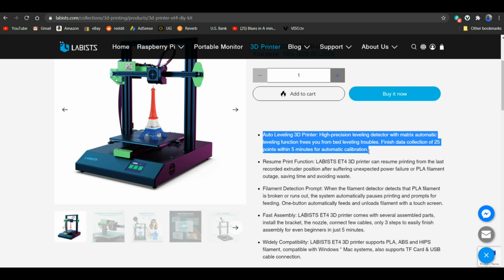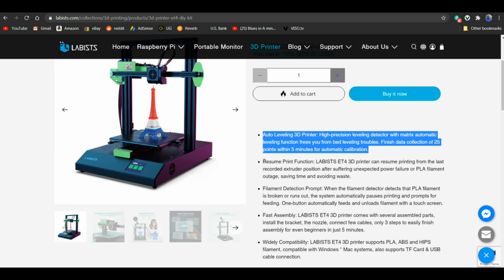In fact, the only way I was able to get this printer to run was to go to Reddit and find the Anet ET4 thread and read up on what people had to do to make it run.